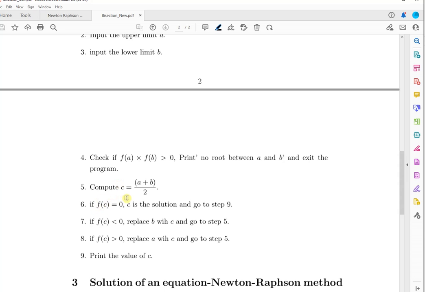And finally, at some point we get f of c is equal to 0. Then c is the solution of this equation. Then we can go to print the value of c. That is the algorithm. So let us discuss the Python program.